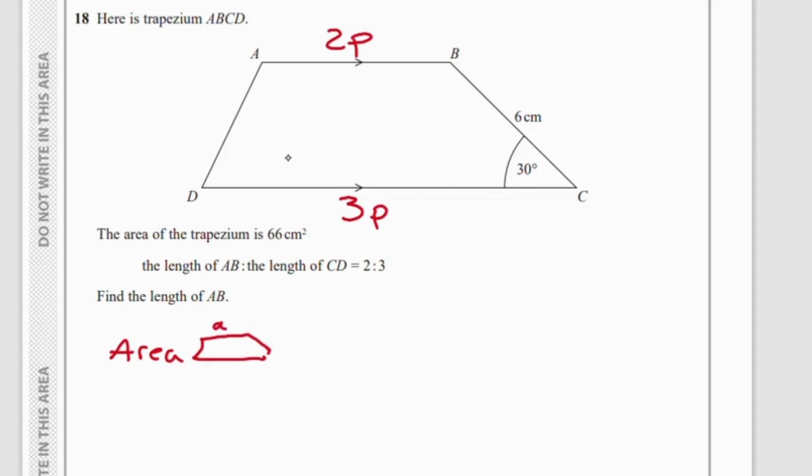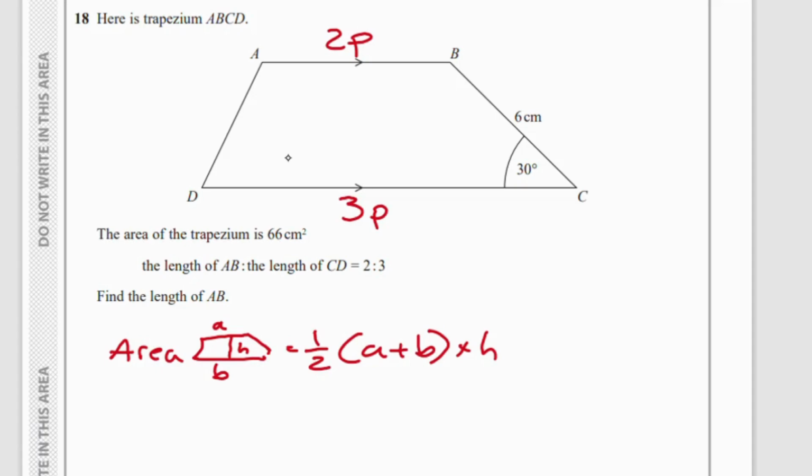And then, the area of a trapezium. If this is A and this is B, alright? The area equals half times A plus B, times the height. So the height is like the height. All we've got to do is, we know what the area is, so we can find out what A and B are, because A is going to be 2P and B is going to be 3P. So we just need to find the height, and then we can find out what these are.